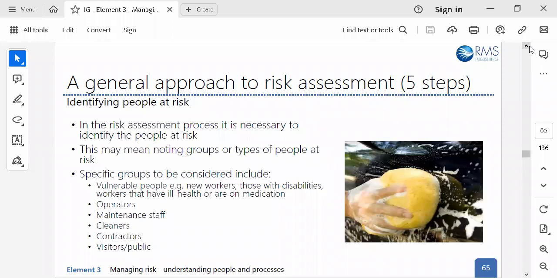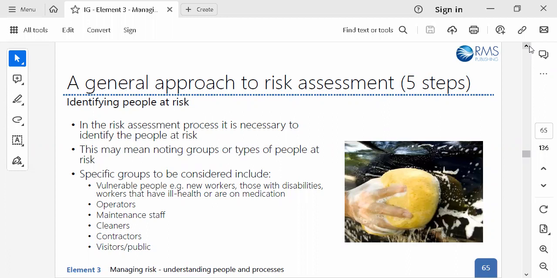Then the next step, the second step, identifying people at risk. In the risk assessment process, it is necessary to identify the people at risk, the workers who are at risk. This may mean noting groups or types of people at risk. Specific groups to be considered include vulnerable people, for example, new workers, those with disabilities, workers that have ill health or are on medications. Young workers are also vulnerable, and so are pregnant women.